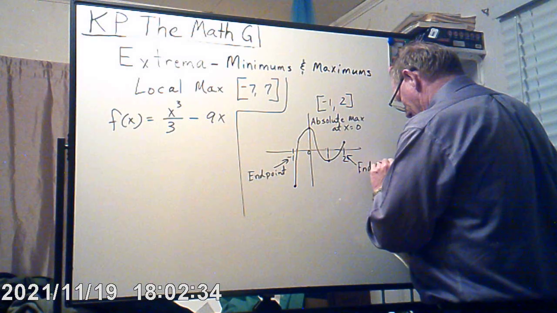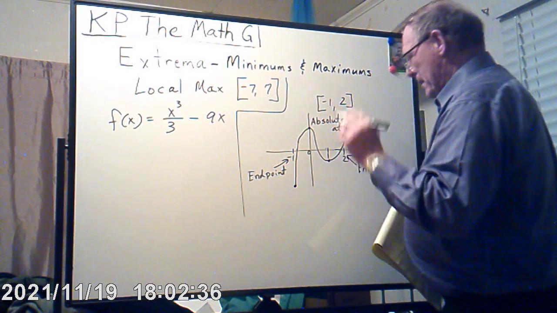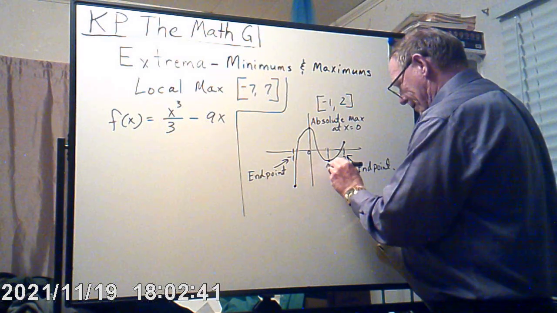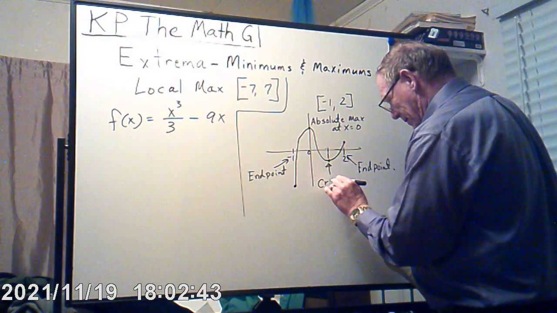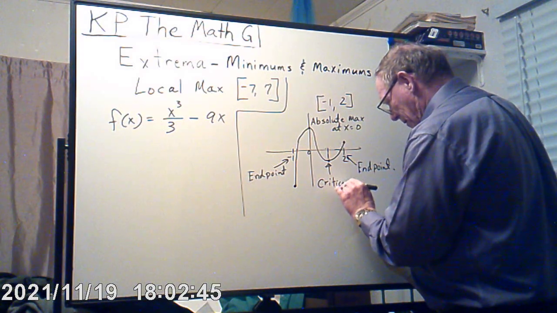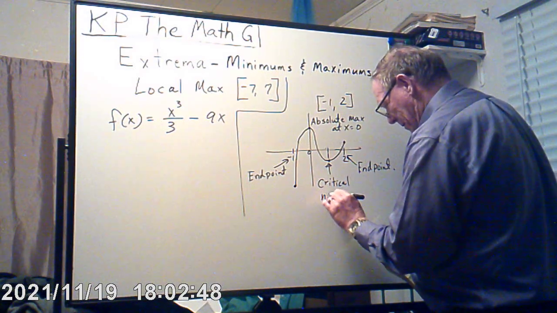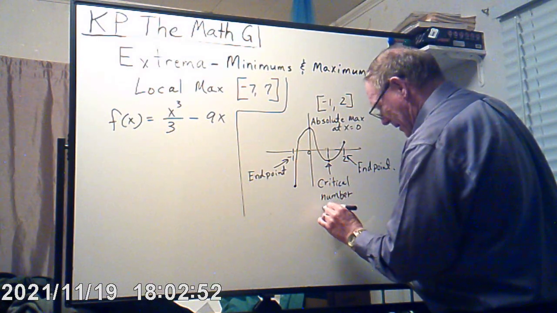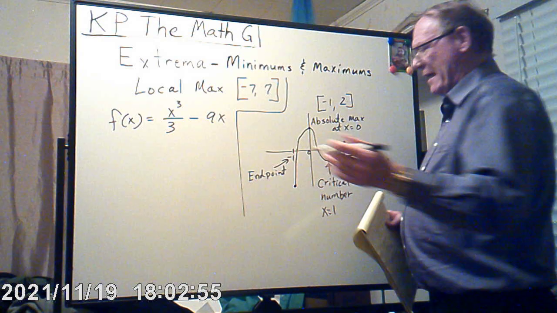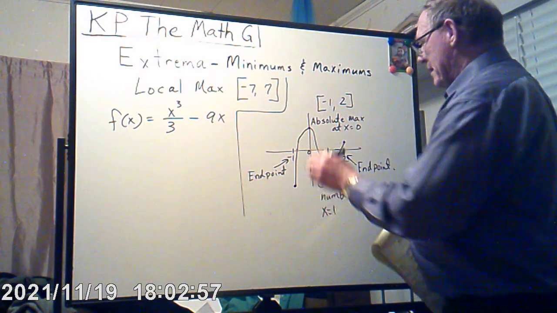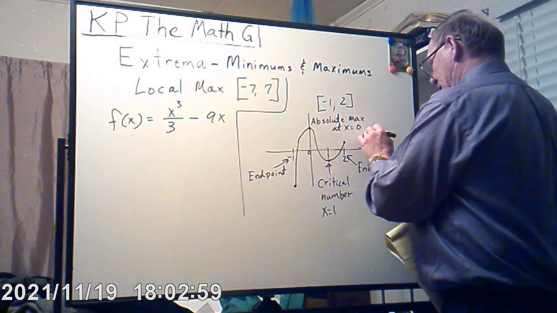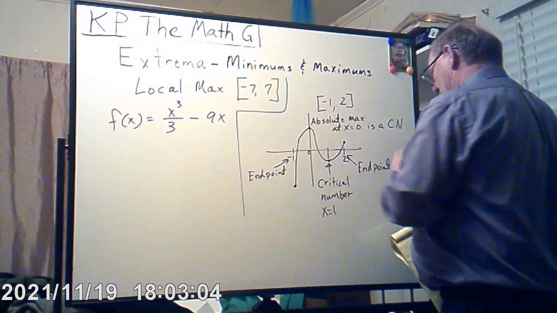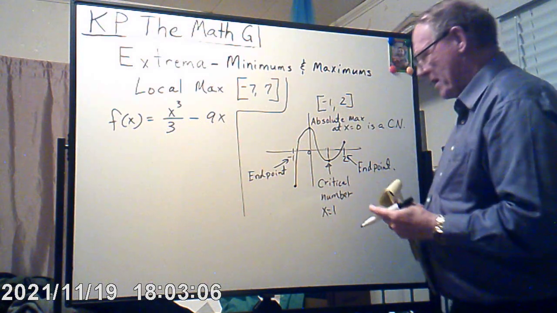Okay, bear with me just for a second. These numbers that are in between here are called a special name, critical number. This is a critical number. X equals 1 is a critical number. X equals 0 is a critical number. Okay, I'm just going to say CN.